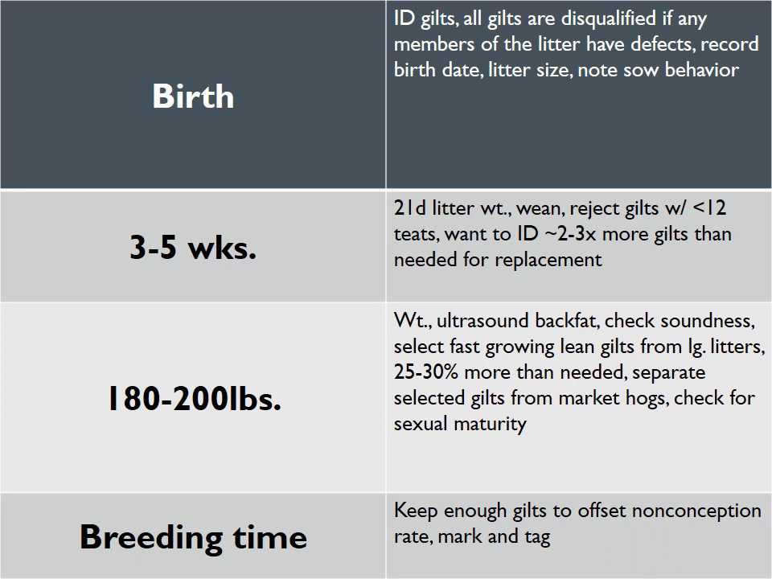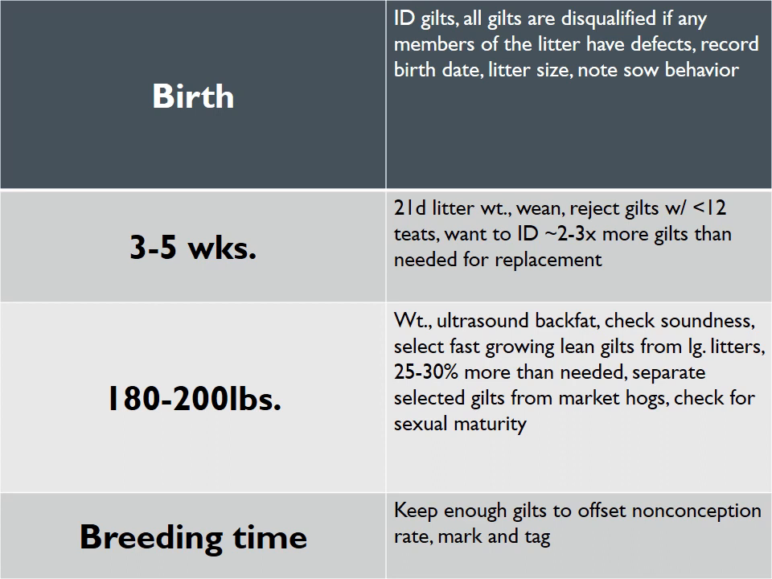At 3 to 5 weeks of age, we're going to take a 21-day litter weight. We're going to wean them, and we're going to reject gilts with less than 12 teats. At this point in time, we want to have 2 to 3 times more gilts than we need for replacement of our cull rate. So if we're going to replace 20%, we need to have 60% basically identified at this point in time.